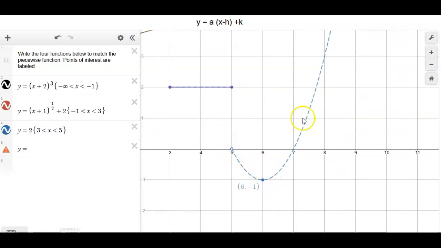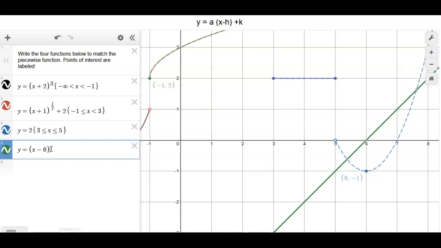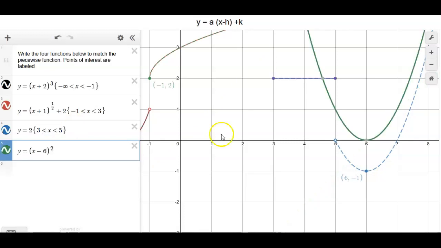The last one that we have on this slide is a quadratic, and typically for the parent function our vertex would be at 0, 0. This time our vertex is at 6, negative 1, so it's shifted to the right 6. And it's shifted down 1.